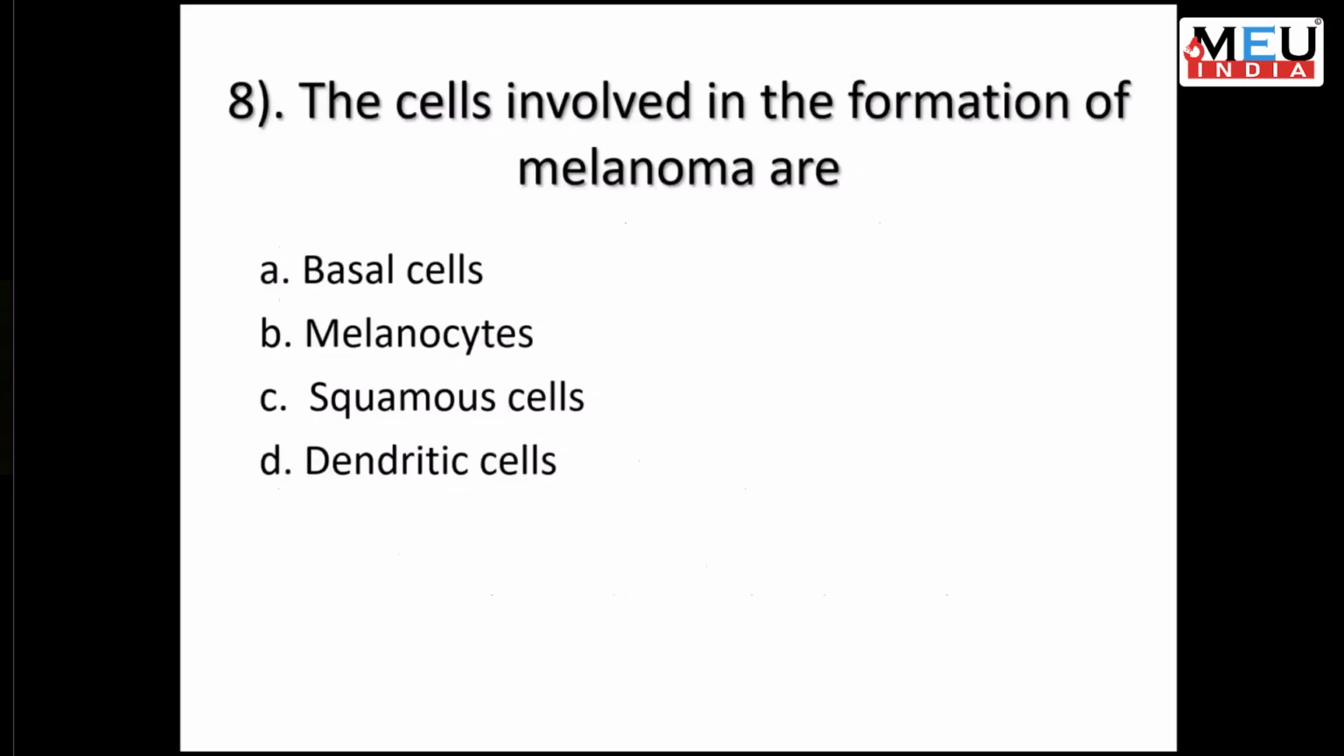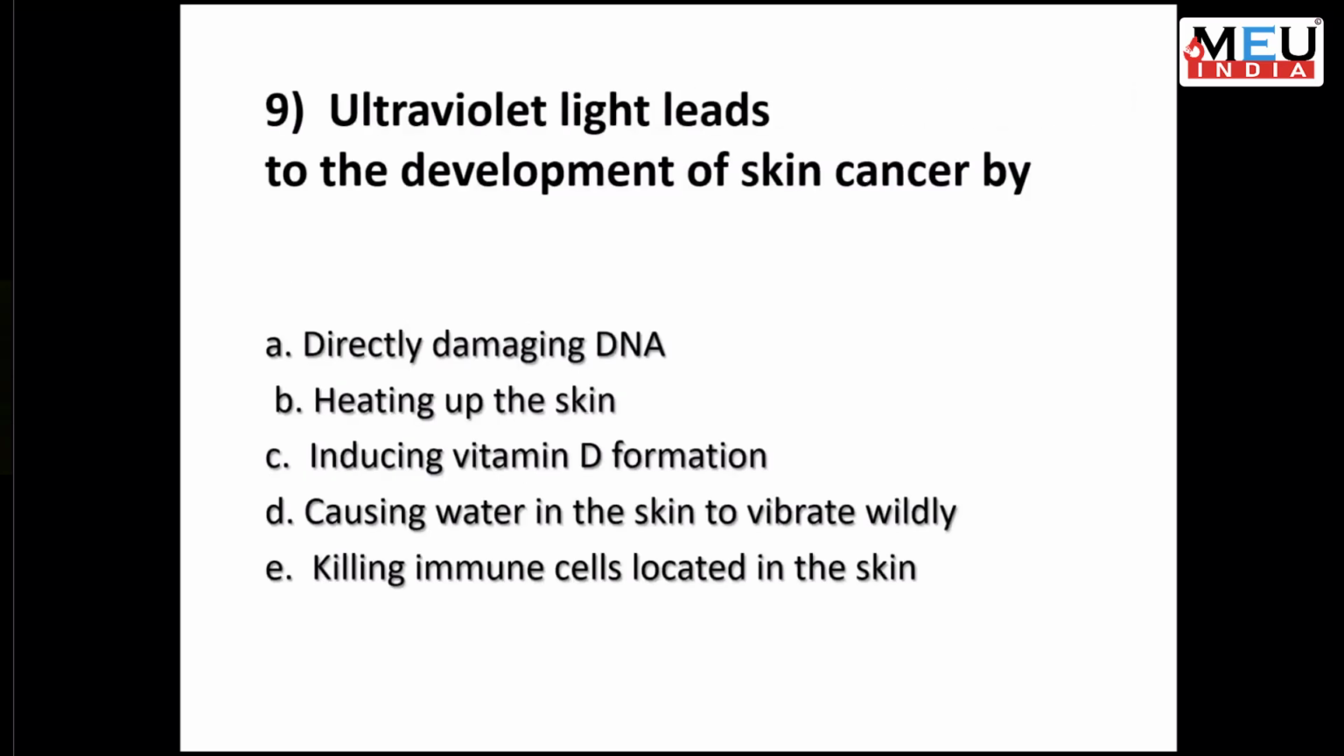Remaining, all you can put as other relevant answers. The cells involved in the formation of melanoma are basal cells, melanocytes, squamous cells, dendritic cells. We can say it is melanocytes.